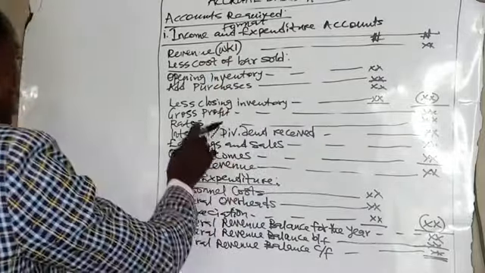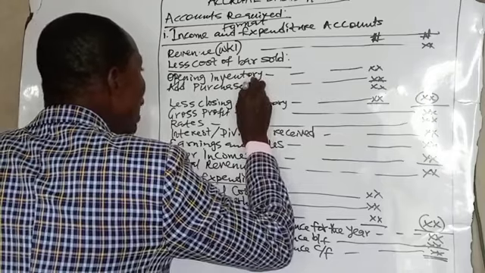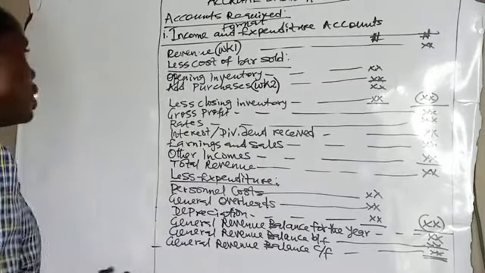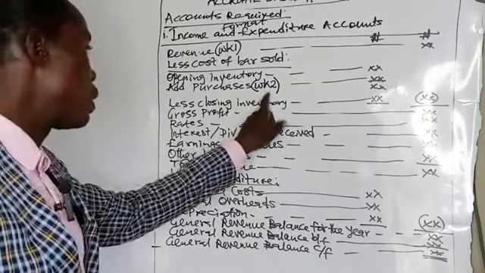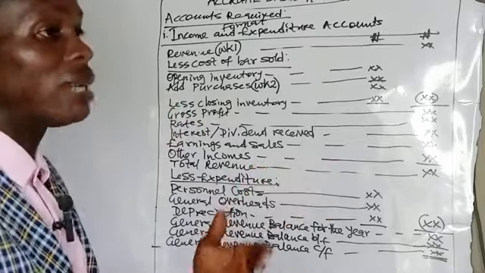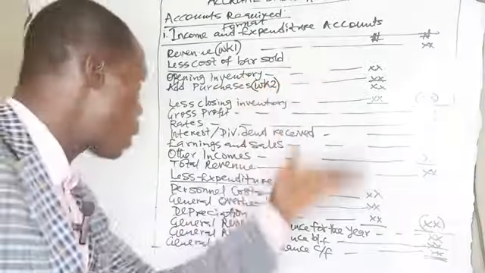Then this one, purchases too, may not be given. So where it is not given, you will need to prepare purchases ledger control account. Let me have that as working number two. So you need to prepare purchases ledger control account to ascertain this. So in that case, you'll be given items such as creditors. You may be given payments to suppliers.